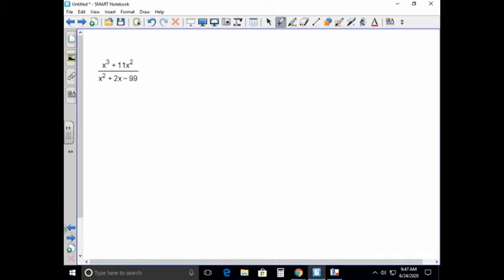Okay, here, we need to reduce this. So it's not factored right now, so we need to factor it. On top, both terms have at least x squared in them. So if we have x cubed and we take out x squared, we're left with one of those x's. If we have 11x squared and we take out an x squared, we're left with 11. On bottom, there's not a common factor between all three of those.